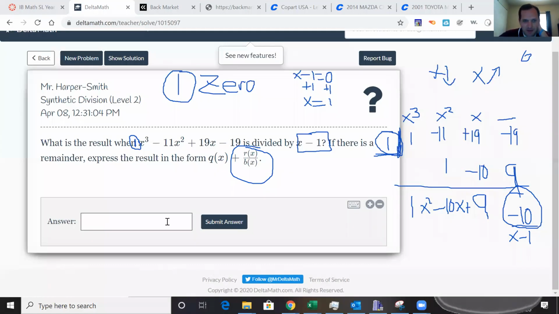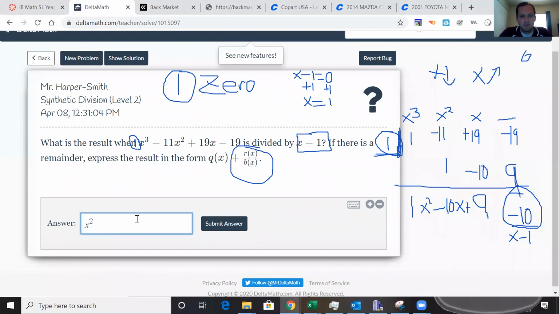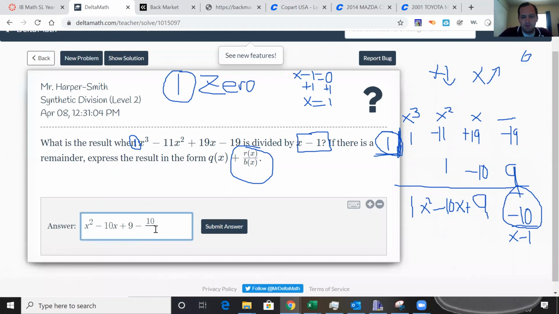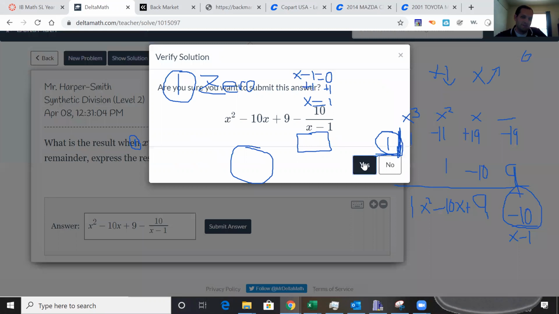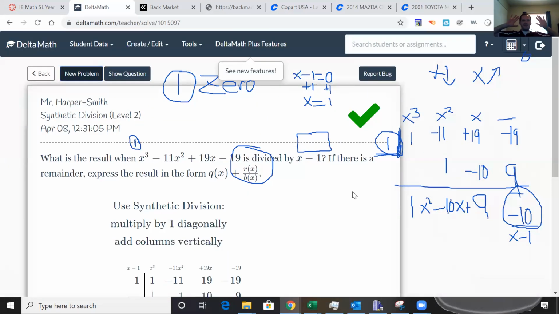So let's write in our answer. We've got x squared minus 10x plus 9. Then we are going to do minus 10 divided by, all I did was I hit the divide symbol and it turned it into a fraction. x minus 1. That should be the answer. I really hope that's the answer. If not, I'm going to feel kind of silly. We did it!